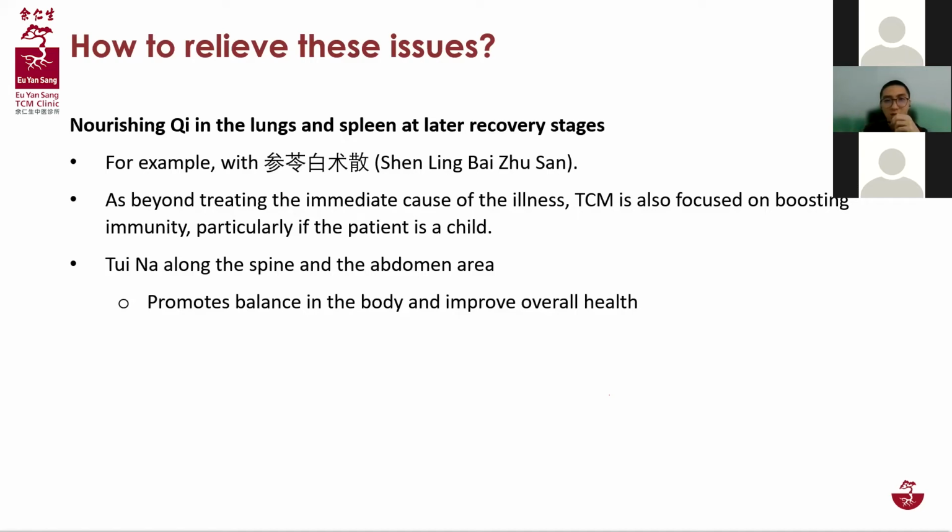And then beyond this immediate cause of illness, right? TCM also views that we need to boost the immunity, particularly if the patient is a child. So you can also use tuina, right? Xiao tuina, pediatric tuina, along the spine area. Later we'll talk about some of the acupoints, and also at the abdomen area, right? So the herbal formula helps to improve the lung and spleen function, and the tuina also promotes the balance in the body and improves the overall health.